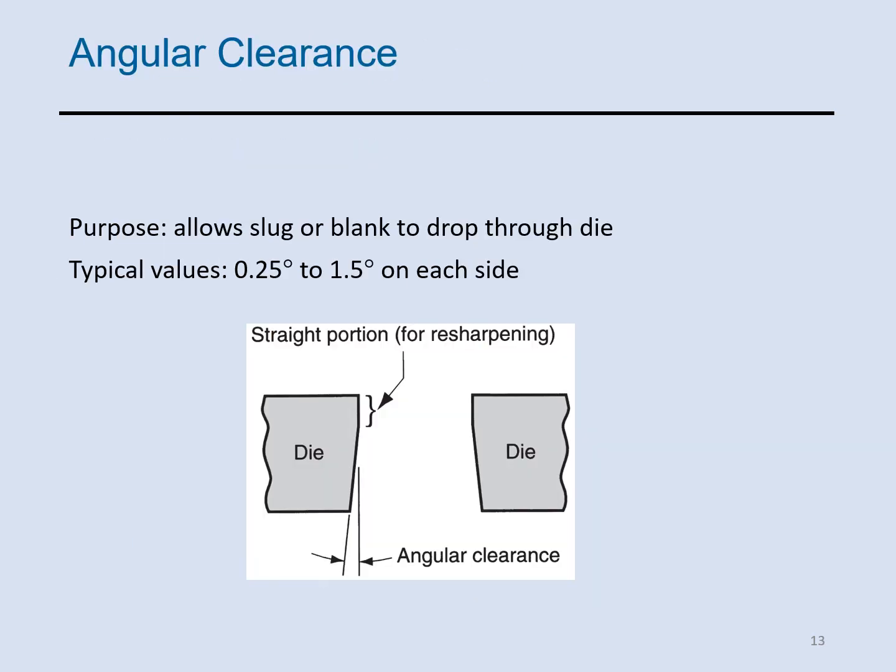The next factor is called angular clearance, and that is the degree between this surface, the die surface, and the vertical line. And this angle allows the slot or the blank to drop through the die. And the typical value for this clearance is between 0.25 and 1.5 degrees.